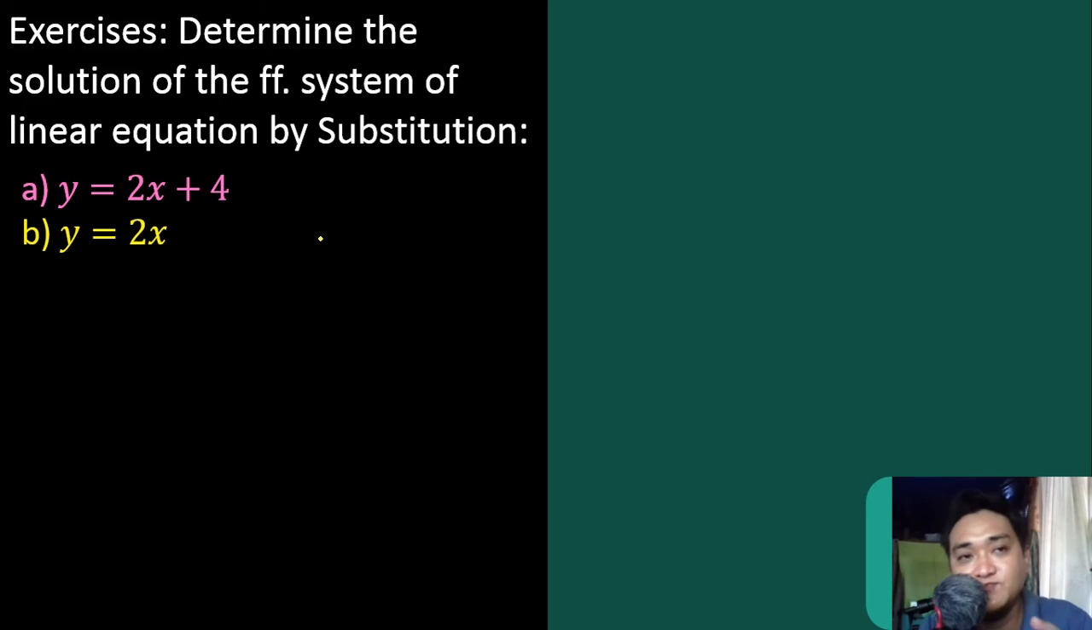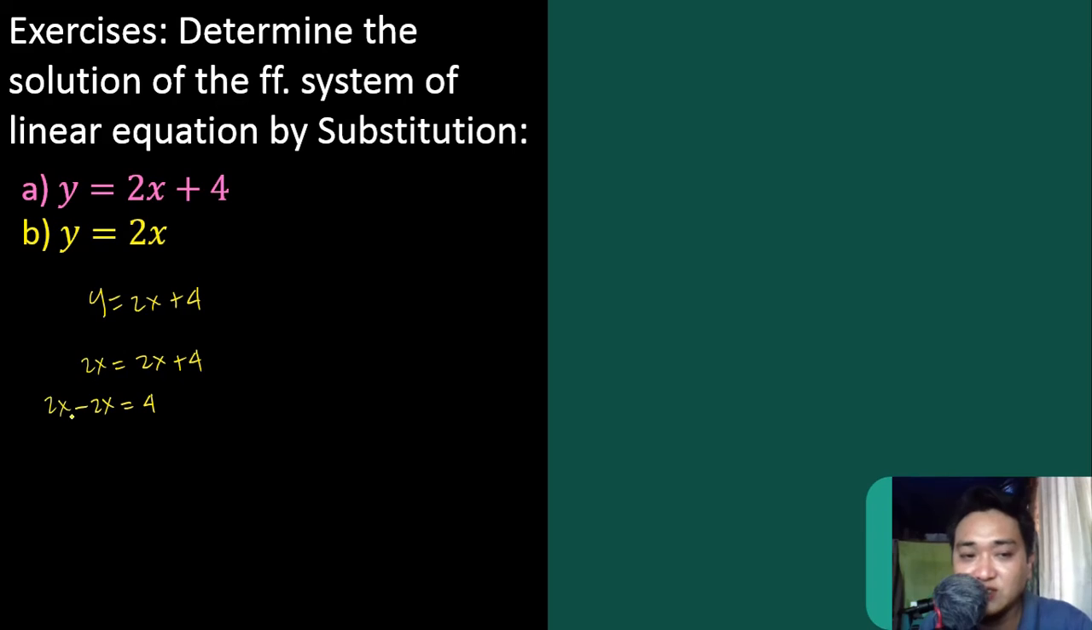Now, let us try to solve this two linear system by means of substitution. So we have y is equivalent to 2x plus 4, and we have a value of y here, which is 2x. So again, we have y is equivalent to 2x plus 4, and we will make use of this as our value of y, which is 2x. So that is 2x is equivalent to 2x plus 4. Now, let us transpose this 2x here to the other side of the equation. We copy this 2x, transpose this, it will become negative 2x is equivalent to 4, and 2x minus 2x is 0 is equivalent to 4.